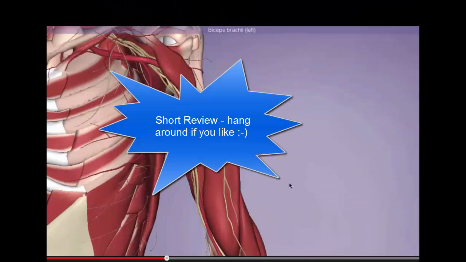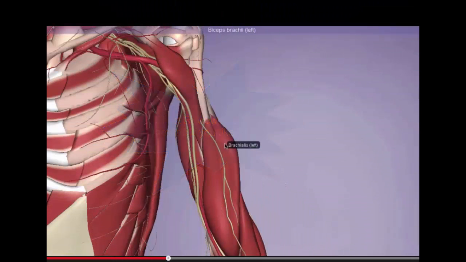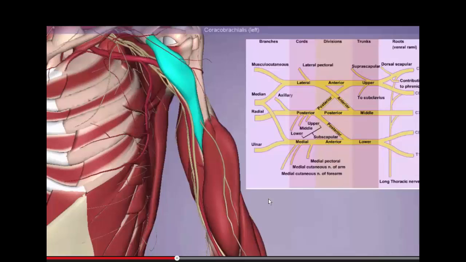Let's do a quick little review here with Anatomy TV. We have here the Biceps Brachii. We've removed actually part of it. There's the nerve that pierces the coracobrachialis, which is the musculocutaneous nerve. It is a terminal branch of the lateral cord of the brachial plexus. You can see it right here.